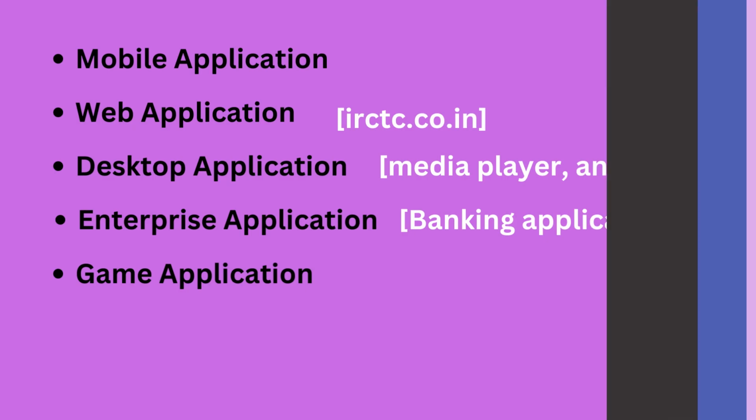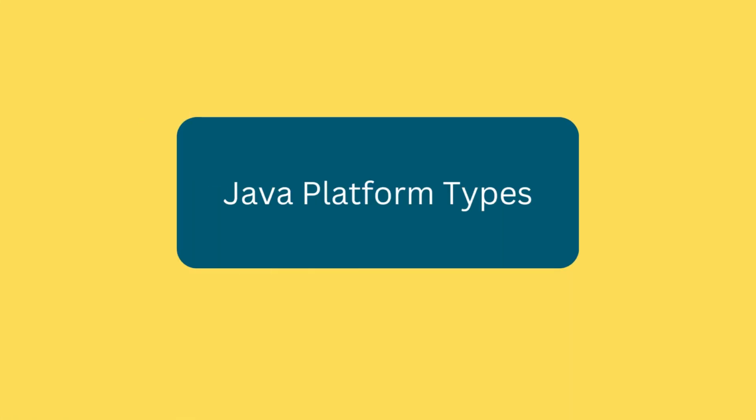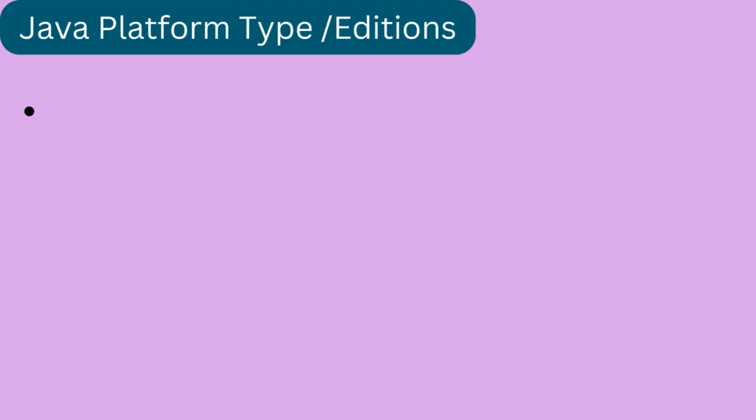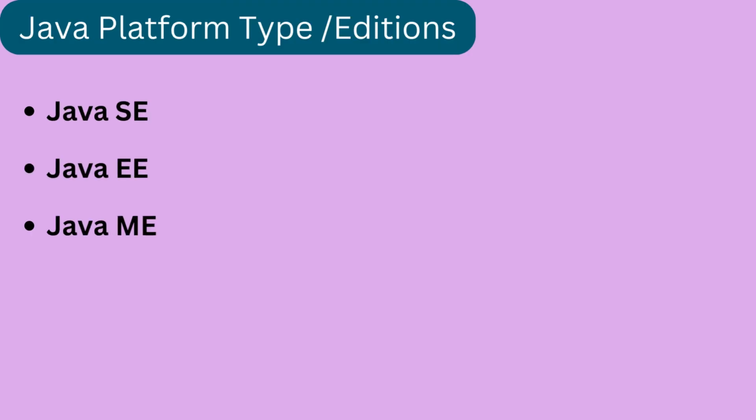Let's see Java platform types. Here you may have a question, what is a platform? Platform is any hardware or software environment in which a program runs. We have four types of Java platform. First is Java SE, second is Java EE, third is Java ME, and fourth is Java FX. Let's discuss all these editions in short.